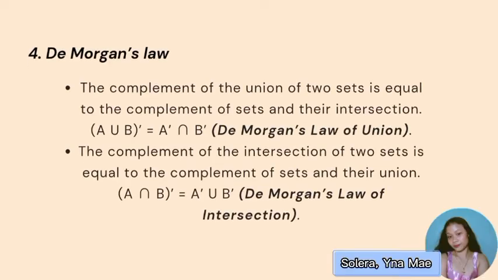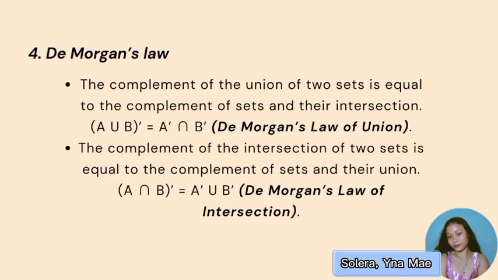Here are De Morgan's laws that talk about the complement. The complement of the union of two sets is equal to the intersection of their complements. The complement of A union B is equal to the intersection of A prime and B prime. The complement of the intersection of two sets is equal to the union of their complements. The complement of A intersection B is equal to the union of A prime and B prime.